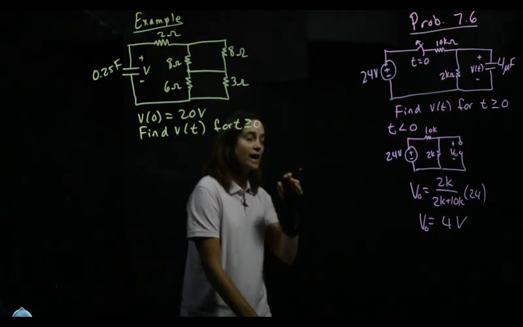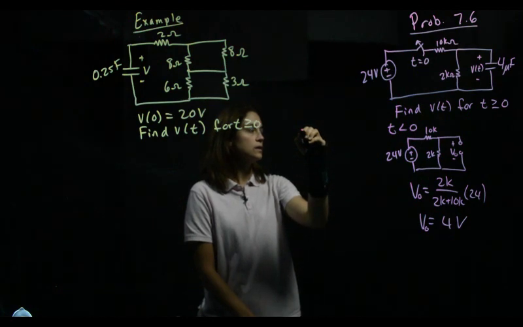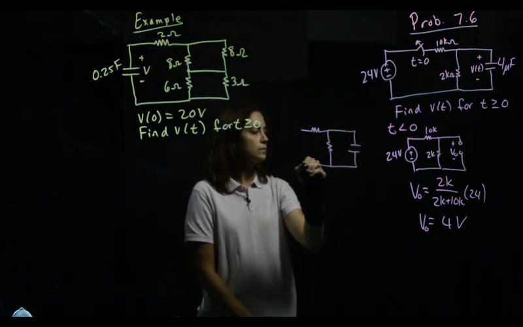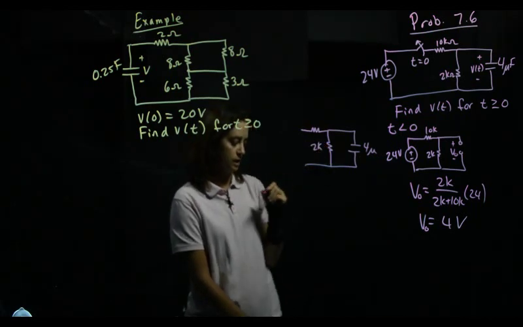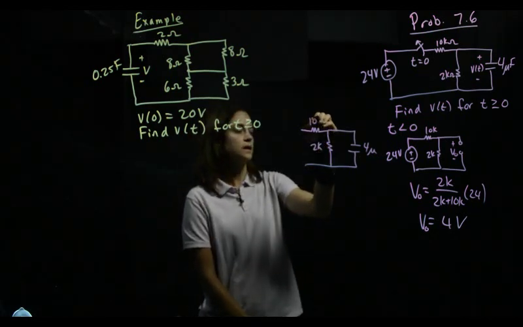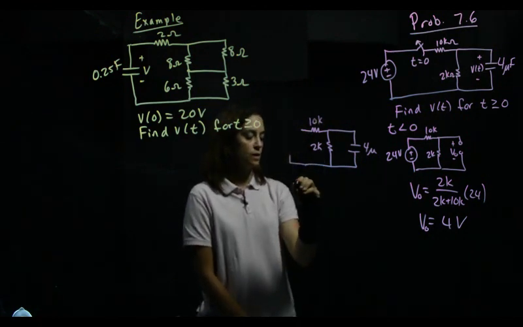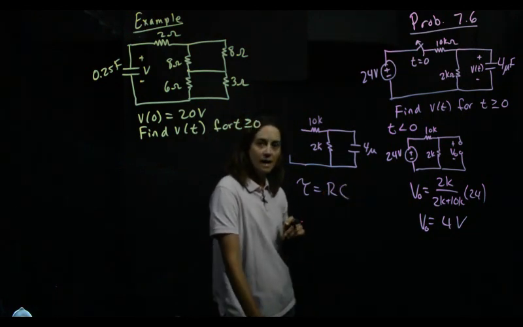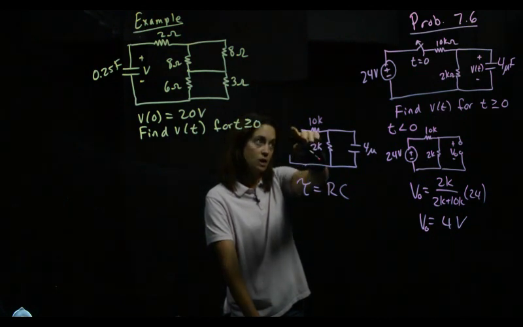Remember, tau is for after the switch opens. So my tau is... 4 micro, 2K, and 10K. So the switch is open, and we have an open there. Tau equals RC. Well, the 10K is not doing anything, right? Because it's not in a complete circuit, because the switch is right here, and it's opened.